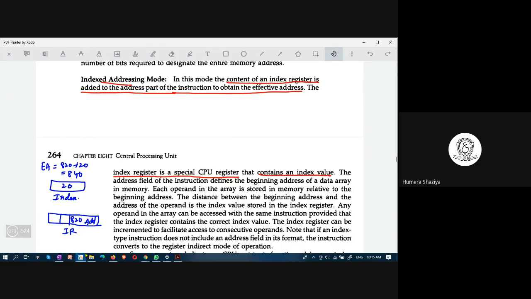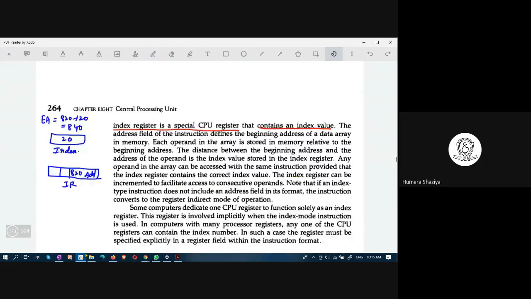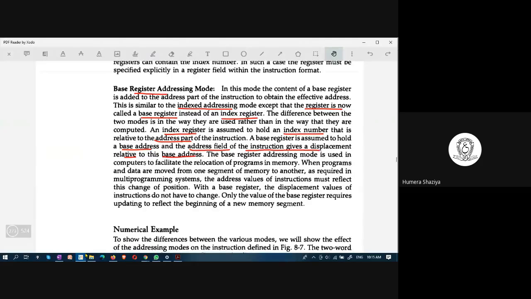All right, students. Yes, ma'am. Base register addressing mode. In this addressing mode, the content of the base register is added to the address part of the instruction. There is a base register. It has got some value, and there is an instruction register. It has got some address. Both are added up to obtain the effective address.